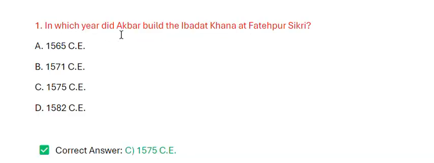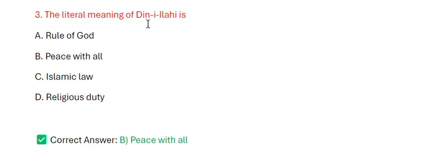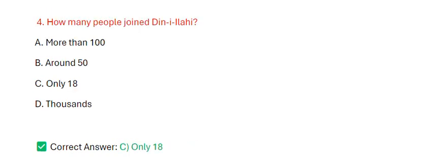In which year did Akbar build the Ibadat Khana at Fatehpur Sikri? The correct answer is 1575 CE. The new religion proclaimed by Akbar in 1582 CE was known as? The correct option is Din-e-Ilahi. The literal meaning of Din-e-Ilahi is? The correct option is peace with all. How many people joined Din-e-Ilahi? The correct option is only 18.